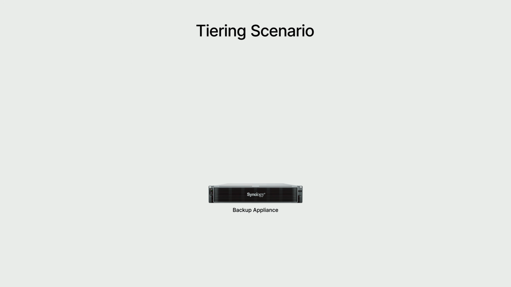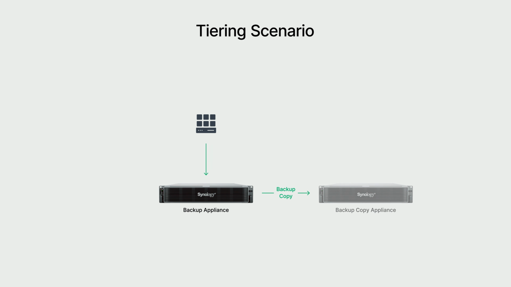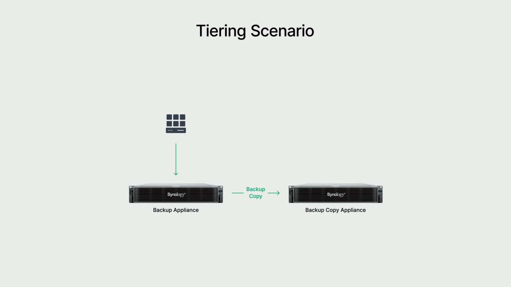In the following demo, we'll walk through a common real-world tiering scenario. In this example, VM backups are stored on a backup appliance and copied to a backup copy appliance. Due to compliance requirements, the copied backups are retained for 365 days, causing storage usage on the backup copy appliance to steadily increase. To free up space, a tiering plan is applied to that appliance.